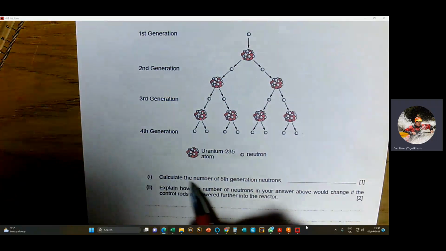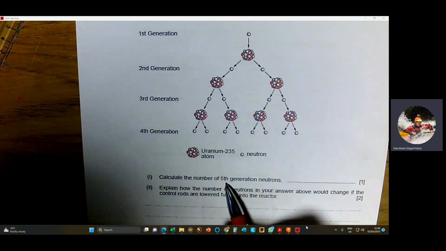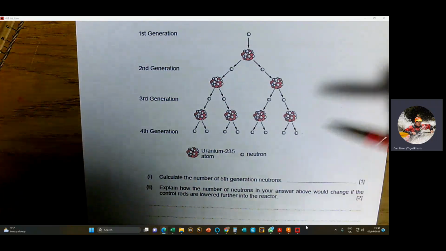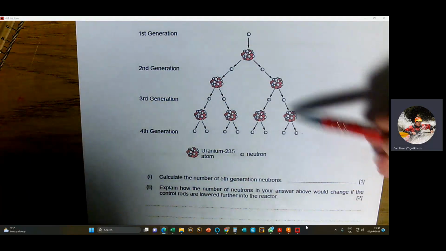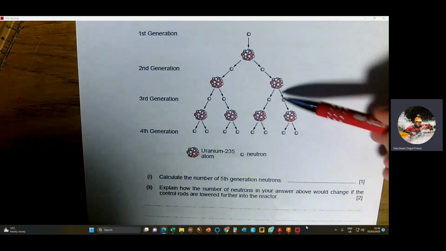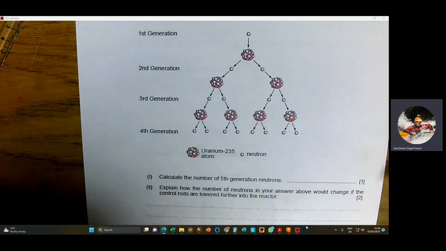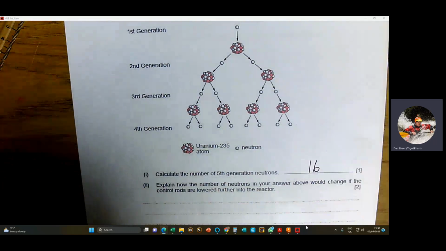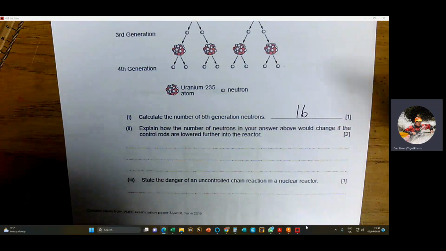Okay, and the question says calculate the number of 5th generation neutrons. So basically each time it doubles. Okay, so we go from 1 to 2 to 4 to 8. The next stage would be 16 neutrons. Okay, so we get double the previous generation.